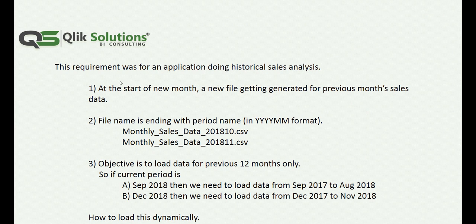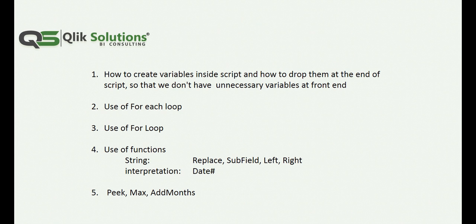The requirement was to load only previous 12 months data. So if the current period is September 2018, then we need to load data September 2017 to August 2018. And if, say for current month December 2018, we need to load data December 2017 to November 2018. And in the case of January 2019, we need to load data January 2018 to December 2018. We need to load this 12 months period dynamically. So in this video, I will show you how to load files for the last 12 period.